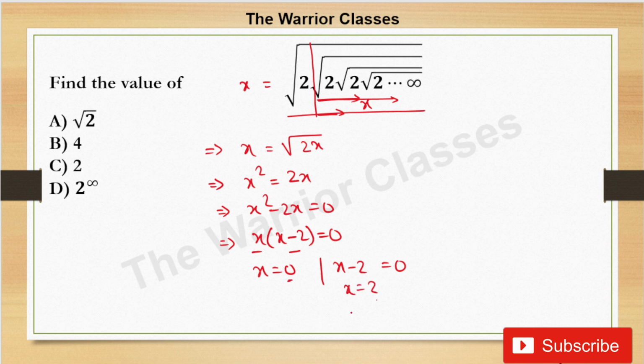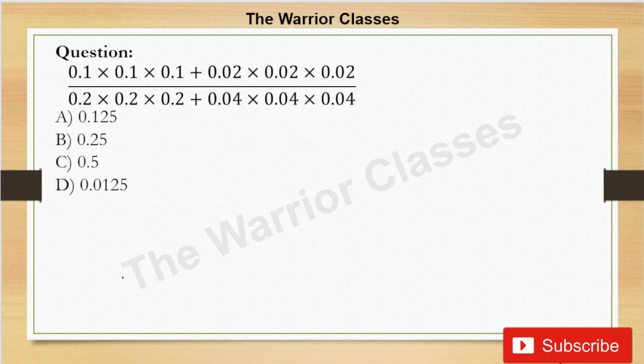Now from here we have calculated two values of x. The value x equal to 2 is our correct answer. So option number C, 2, is our correct answer. Now the next question. This is a problem on decimals.